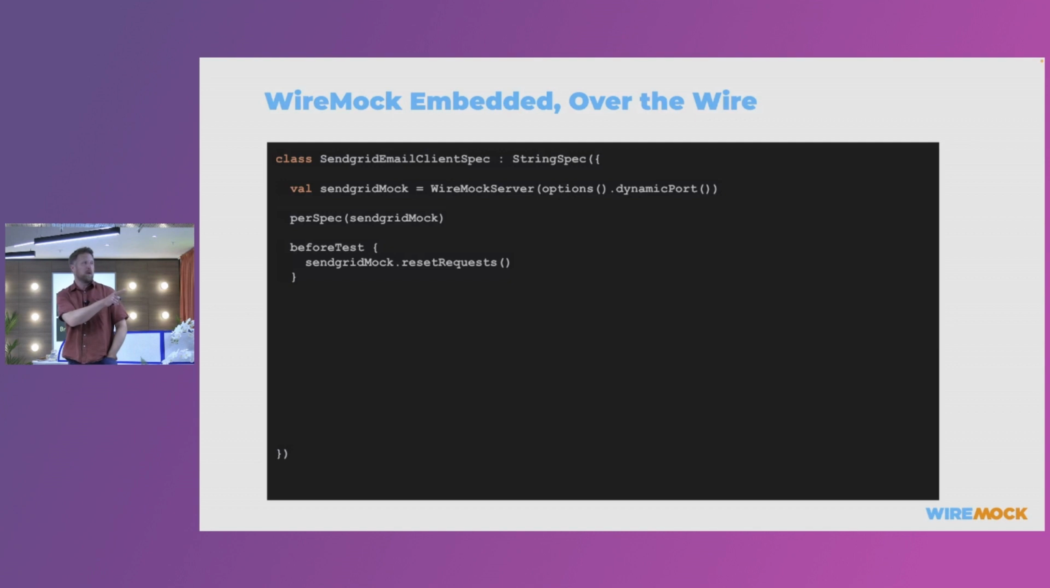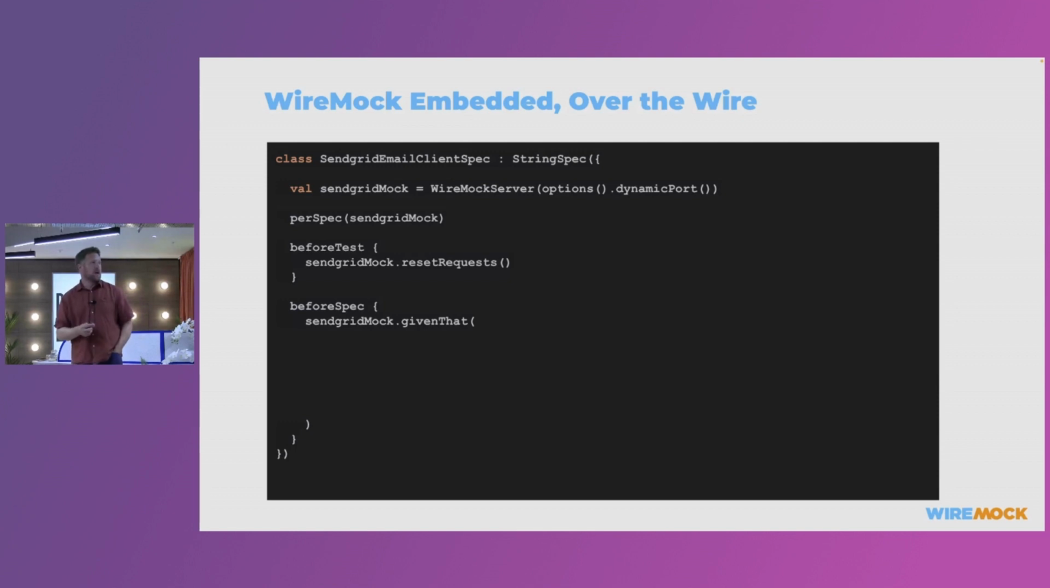Which means that we have to do something else ourselves, which is to say that before each test, we want to reset the requests. The reason is that with WireMock, you verify what happened, or you can, if you choose to, verify what happened. But starting and stopping the server isn't going to clear out the history of what requests have happened. So we need to do that between each test.